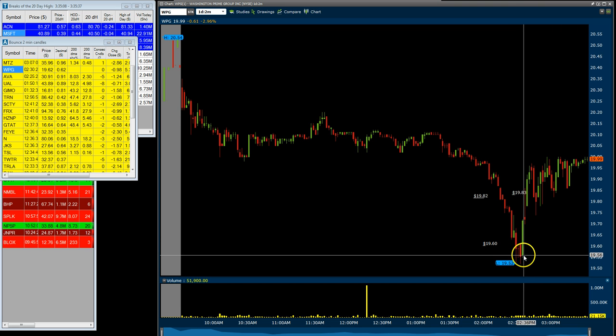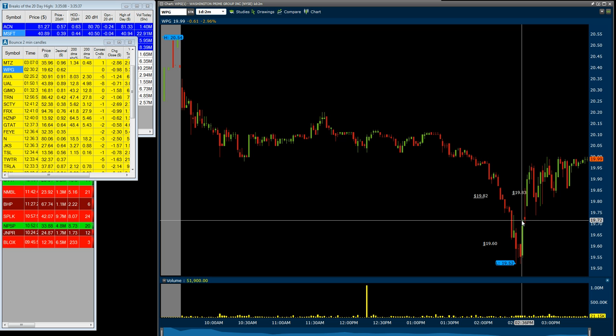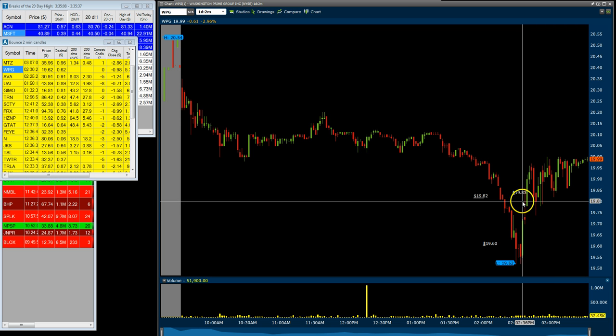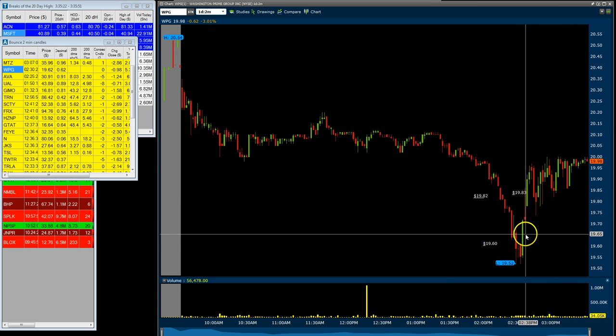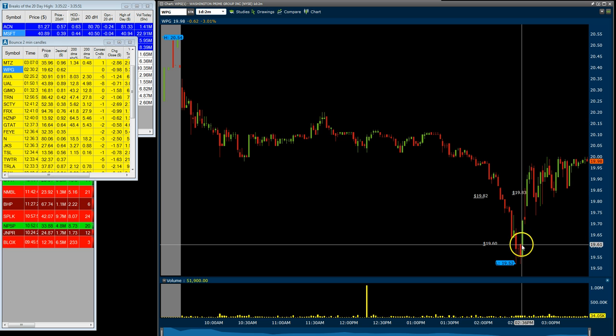But then the next candle, a nice, beautiful 2-minute candle, shot it all the way into 19.72, and I took half out at 19.82 and the other half out at 19.83. So really a very quick trade and a bit of a scary one, but a good trade.